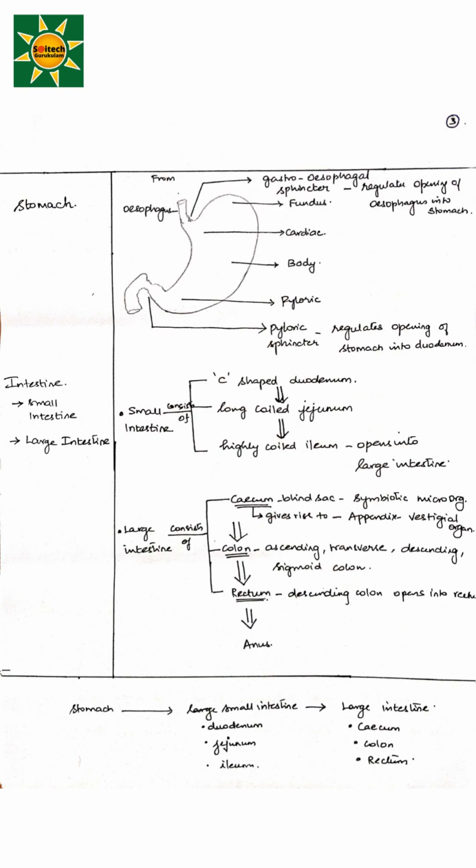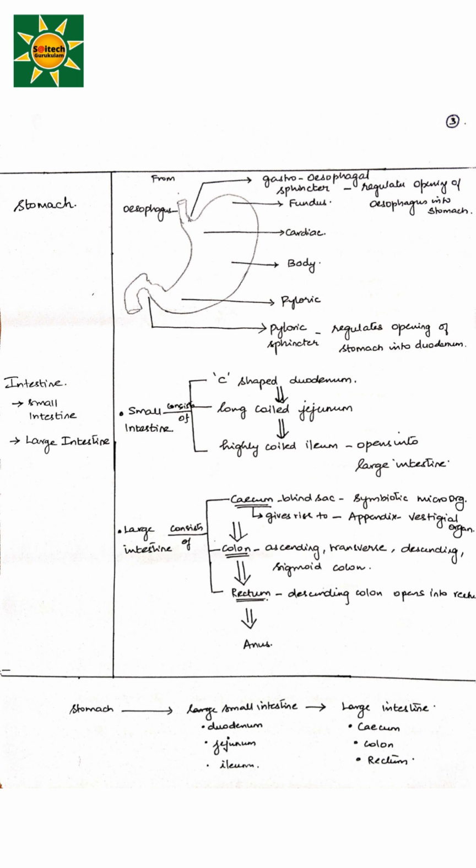The esophagus or the food pipe opens into the stomach. The stomach has different regions. It opens in the cardiac region, and it has a fundus, the major part body, and the pyloric region. The movement of the food in and out of the stomach is regulated by two sphincters. The movement of food from the esophagus into the stomach is regulated by the gastroesophageal sphincter, whereas the movement from the stomach to the duodenum is regulated by the pyloric sphincter.